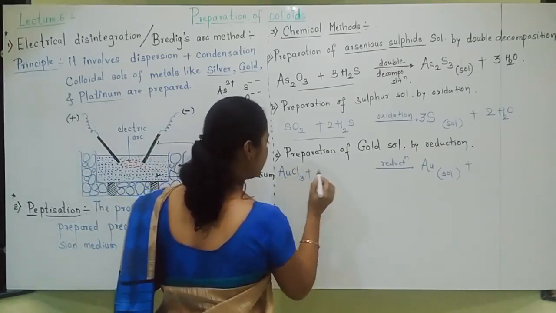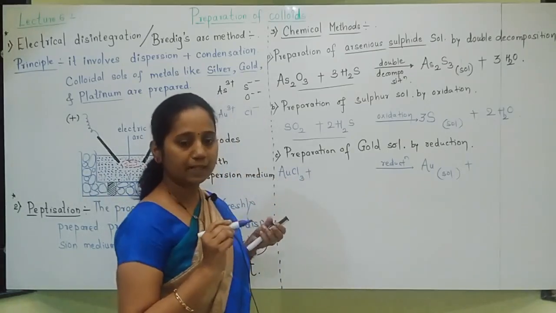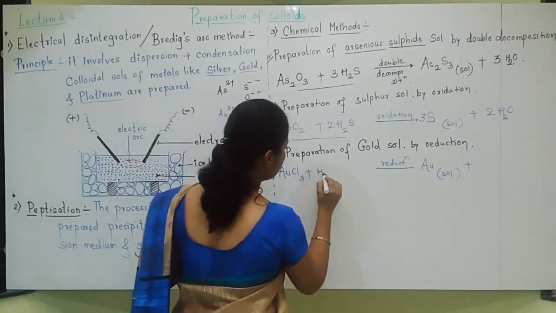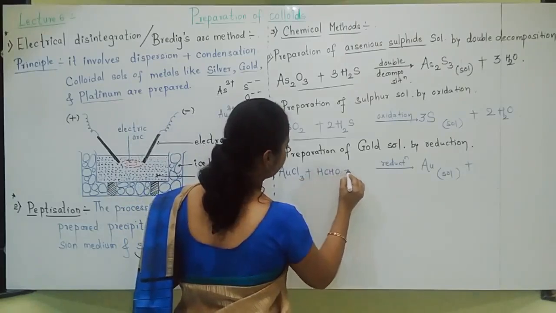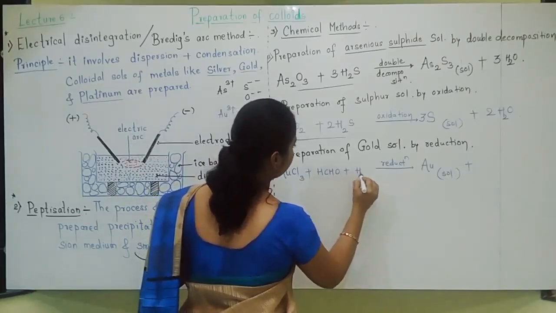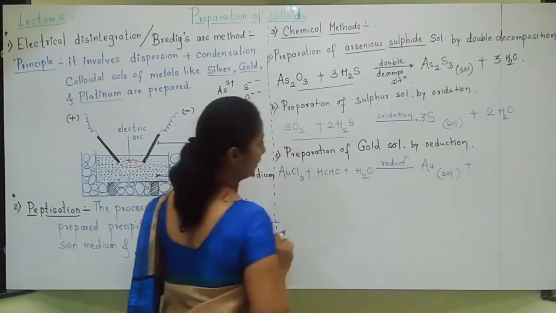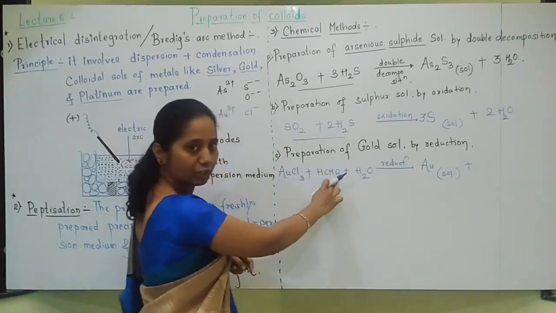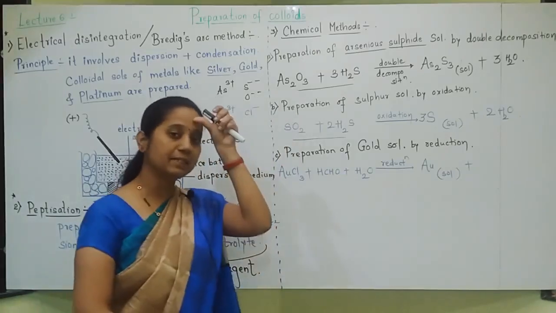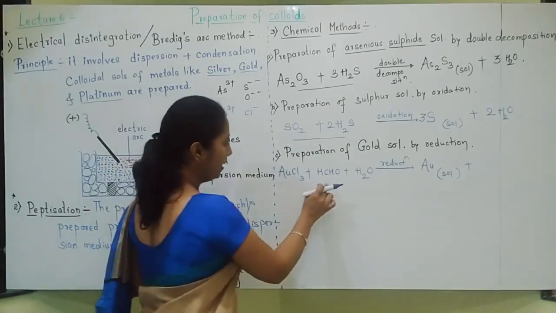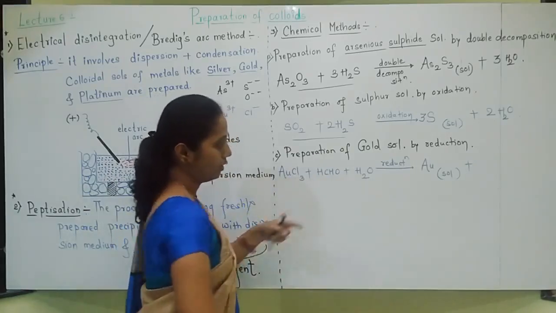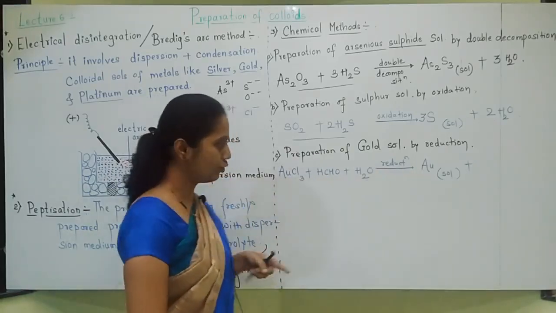AuCl3 plus aldehyde, methanol. First aldehyde is used, methanol. Methanol means HCHO, and plus what? Okay, CHO is the aldehyde functional group. First aldehyde is methanol. Okay, auric chloride plus methanol plus water. Gold will form, gold solution is prepared.